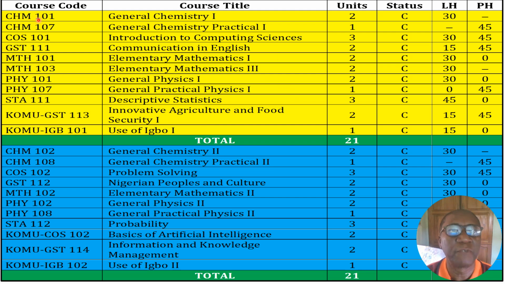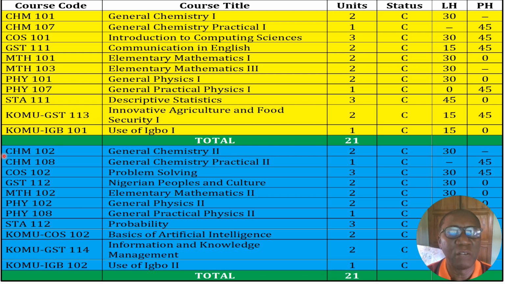You can see that I have KEN 101, KEN 107. These were not there. These are not compulsory courses, but we have picked them because they are related. Course 101 is compulsory, GSC 111 is compulsory, Maths 101 compulsory, Maths 103 is not compulsory, but we have picked it. It's a related course. Physics 101, Physics 107, Star 111, they're all compulsory from the 70%. Then this is compulsory KOMU GST courses for them.